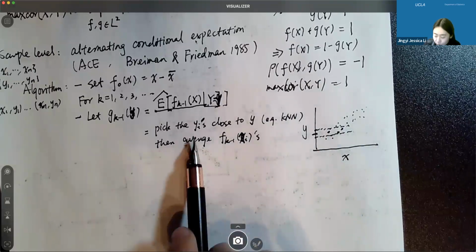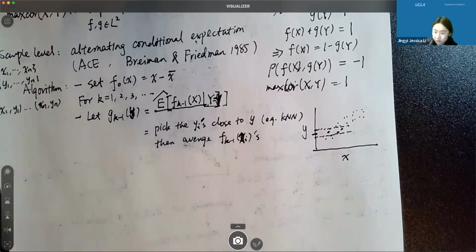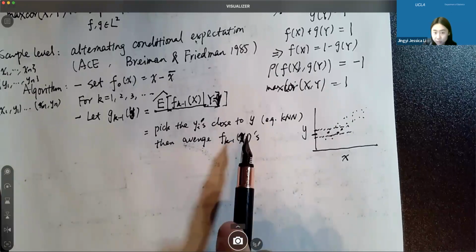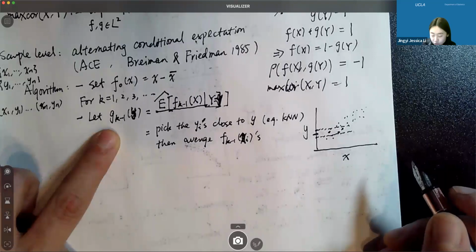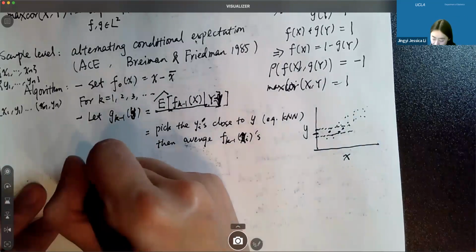But if you define it to be large, then you have a very big neighborhood, and the function you define may be very smooth and may not fit very well. So that's why there is always a question about choosing the bandwidth, as in non-parametric estimation. Okay, so this is how we define g_k minus 1, and then we update f.